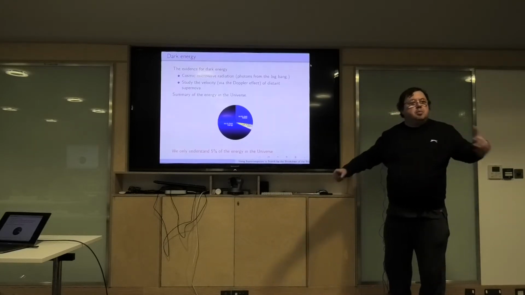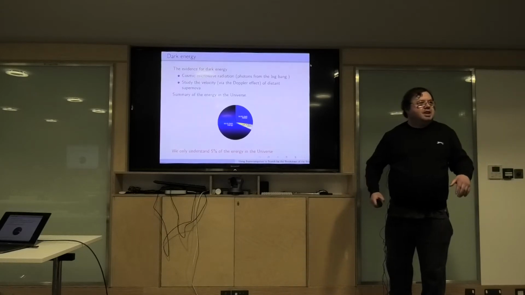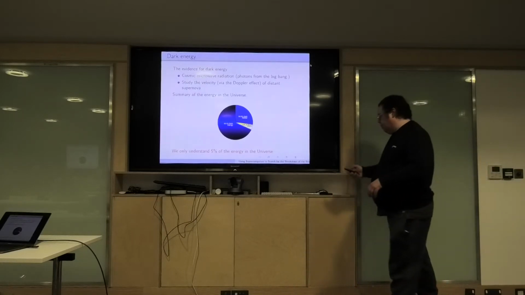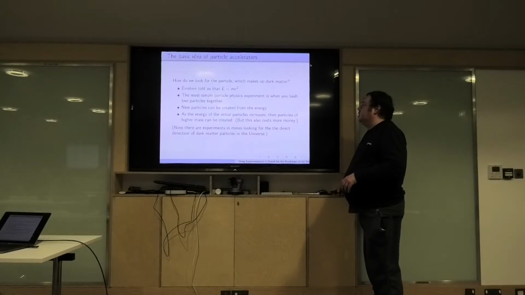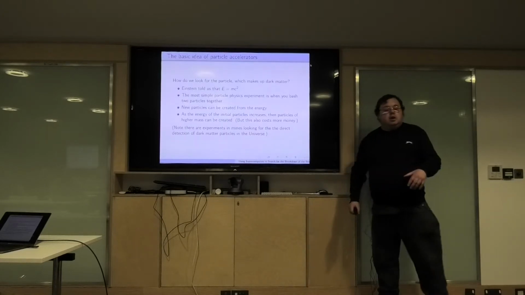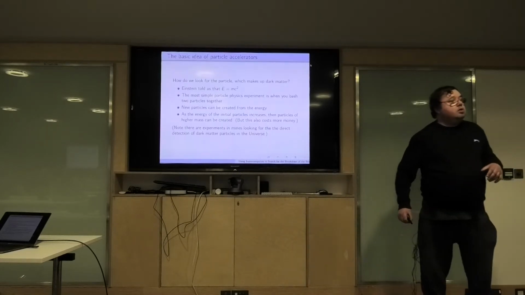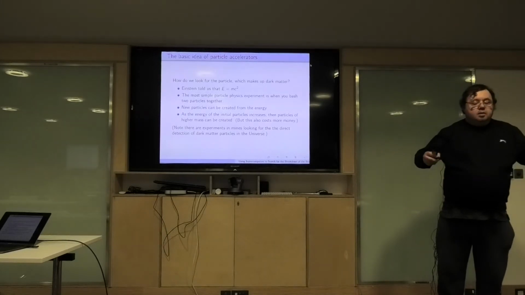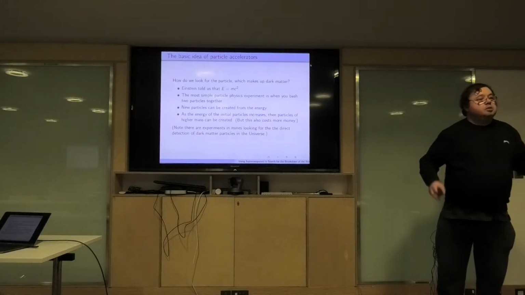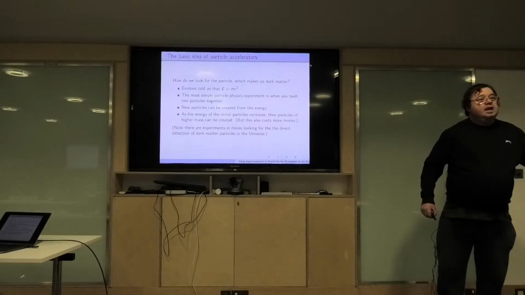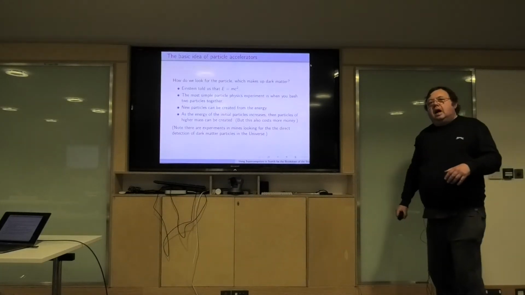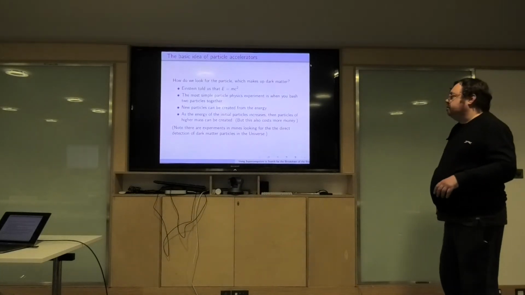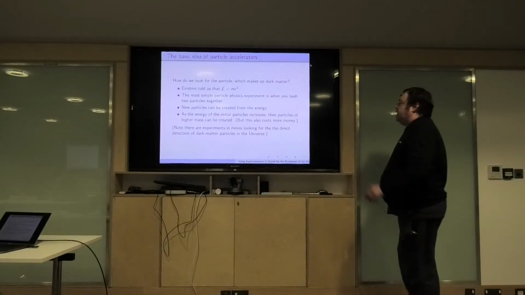So as a particle physicist, I should at least understand more than 5% of the energy in the universe. Okay, so we want to do something like we did with the protons. The proton is made out of quarks and gluons. We want to find some elementary particles that explain at least the dark matter, and in an ideal world, the dark energy as well. So how do we do that experiment?